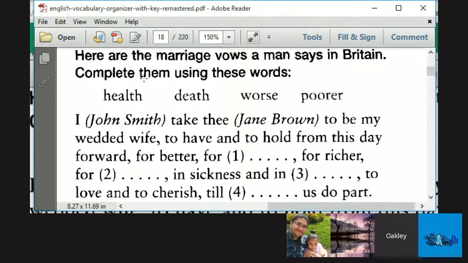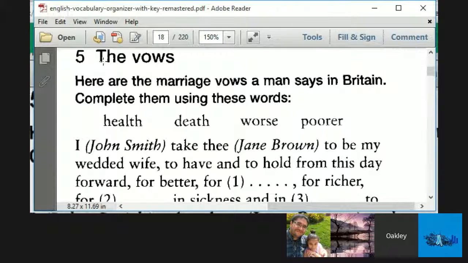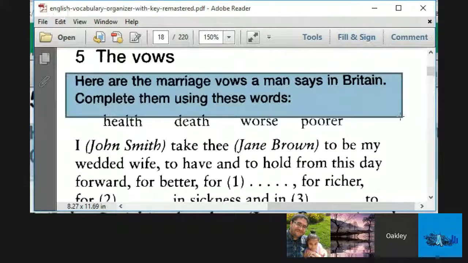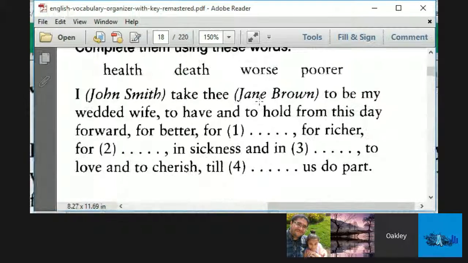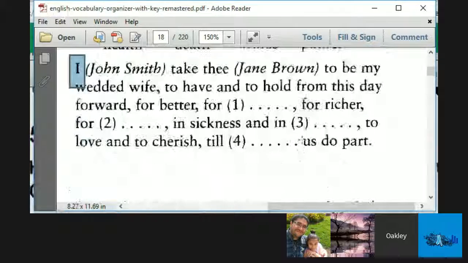Okay, traditional vows. Nowadays, really, pretty much everyone writes their own vows. This is almost a thing of the past, or at least for Americans. Okay, here are the traditional vows, however. Let's take a look at them.